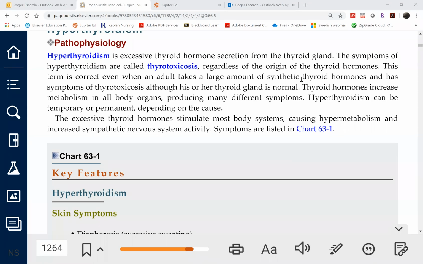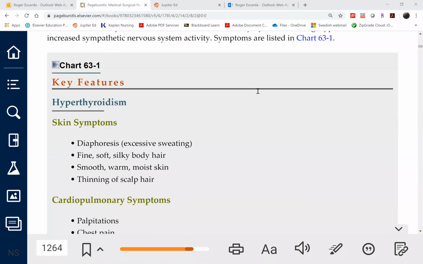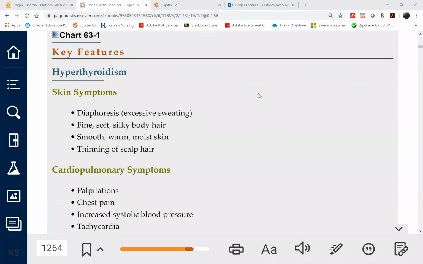T3 and T4 are your thyroid hormones. They control the metabolic rate in your body. So there's not a cell that it doesn't affect. It basically controls how fast or how slow your body's metabolism is. So if you have hyperthyroidism, you will have oversecretion of those two hormones, resulting in the key features enumerated in chart 63-1. So imagine the most active, restless person you can see. Every single cell in your body will have a high metabolic rate.